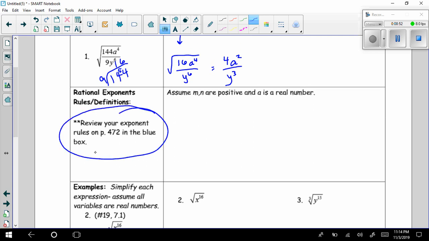Again, review exponent rules. They're on page 472. They should also be in your notes.